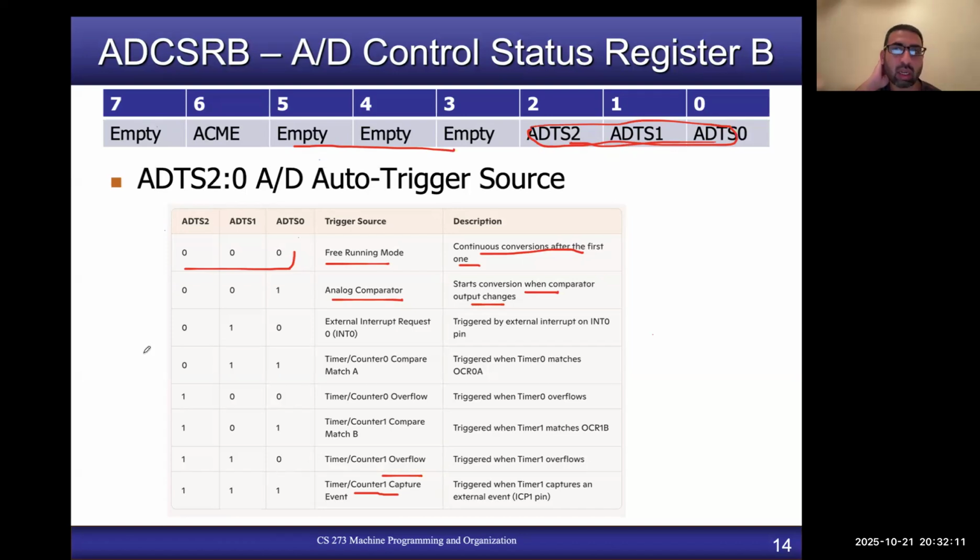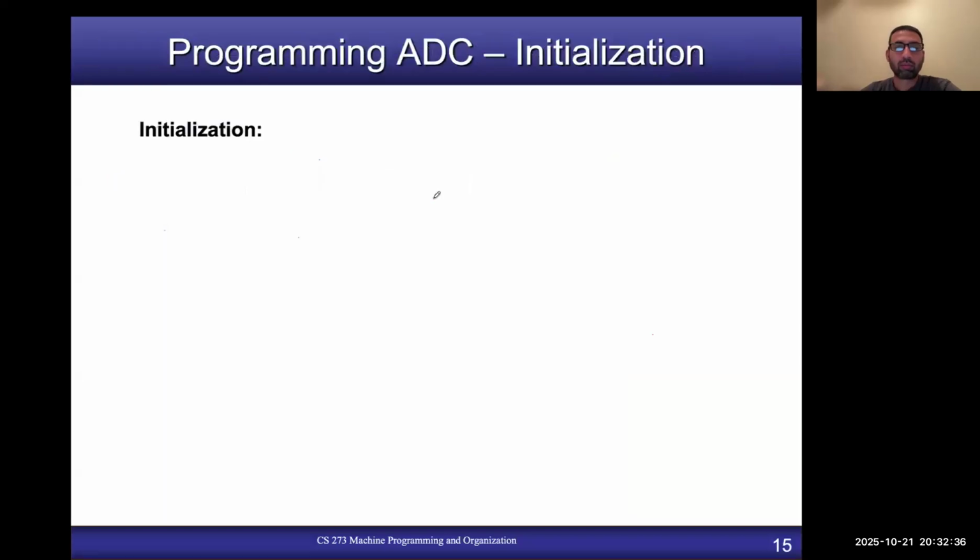But in our lab, we are basically going to use the polling mode; we are not going to use the auto trigger source. Every time we will check whether the conversion is completed, and after that we will read the value and then start the conversion again. Any questions?